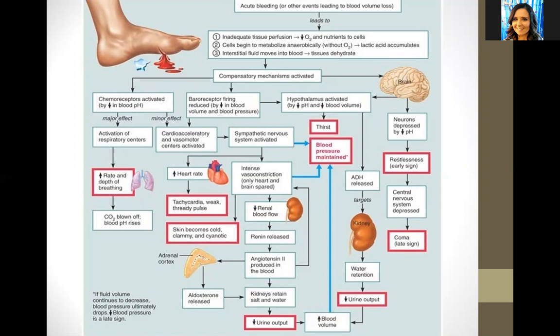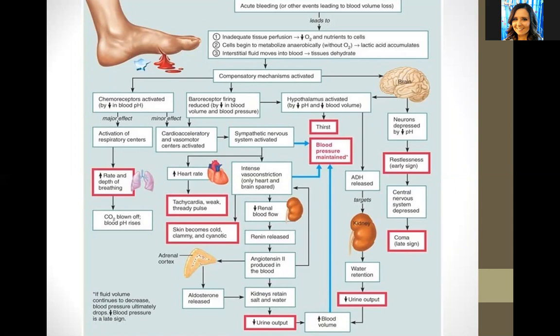Chemoreceptors in the blood sense that we're acidotic, so they activate the respiratory centers. That's when I increase my respiratory rate. So I'm blowing off that acid to compensate. I'm also increasing my respiratory rate to get oxygen into my cells.